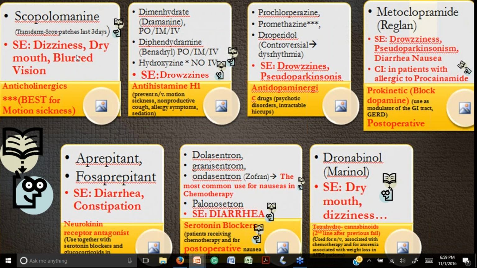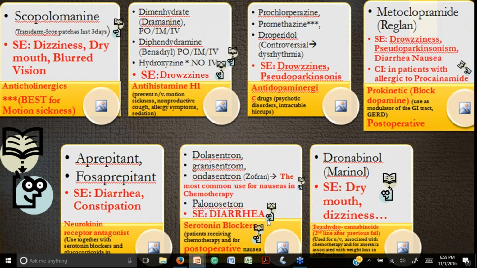Okay, let's finish this. We have the neurokinin receptor, a serotonin blocker: aprepitant and fosaprepitant, and that is another one that can lead to constipation. Remember, this medication is for nausea and vomiting.